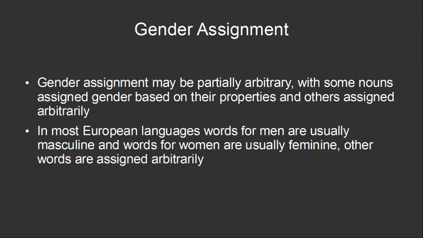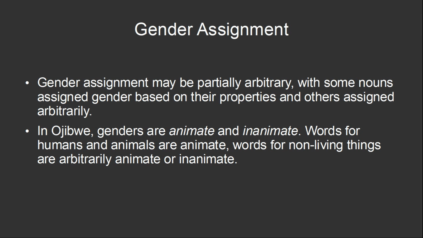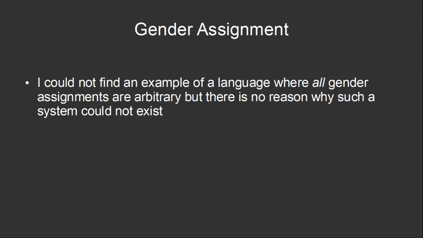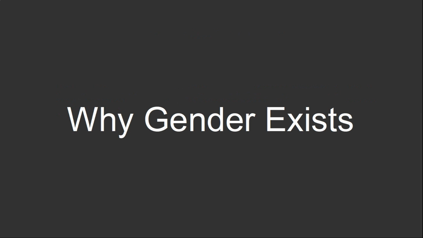This is the case in most European languages, where words for men are typically masculine and words for women are typically feminine, but other words are arbitrarily assigned to a gender, and a word's gender has no connection to its meaning. Another example is Ojibwe, which has an animate-inanimate distinction. As you would expect, all words for humans and animals belong to the animate gender, but not all non-living things belong to the inanimate gender, and instead they are arbitrarily assigned to either animate or inanimate. I couldn't find an example of a gender system where all assignments are arbitrary, but in principle there's no reason why such a system could not exist.